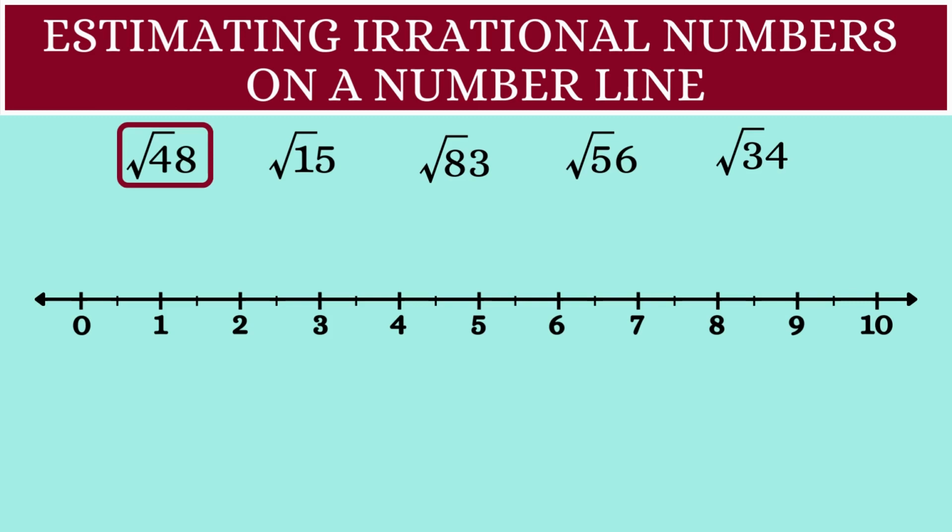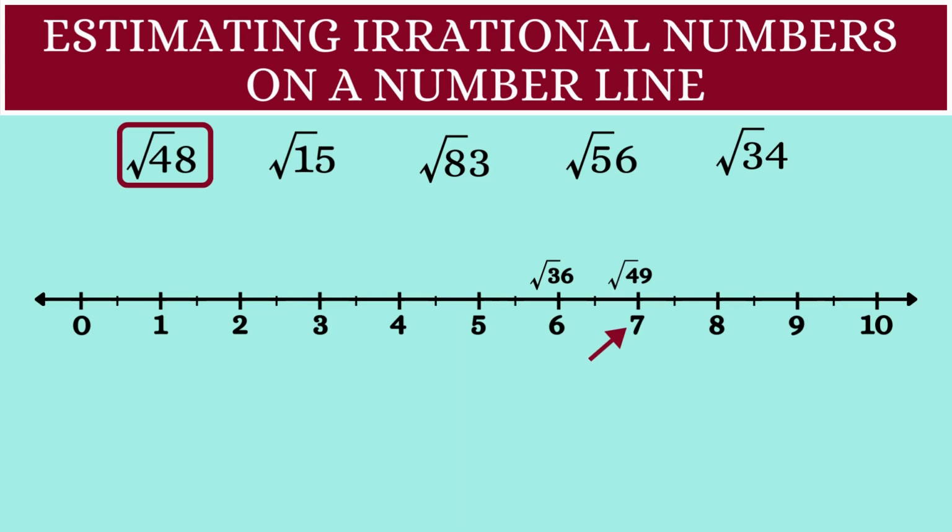On our number line, let's consider the value 6. 6 times 6 is 36. So this point 6 can also be written as square root of 36. Similarly, 7 into 7 is 49. So the point 7 can also be written as square root of 49.